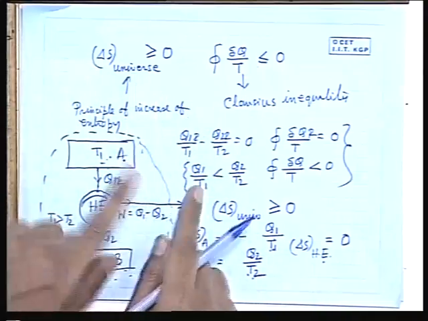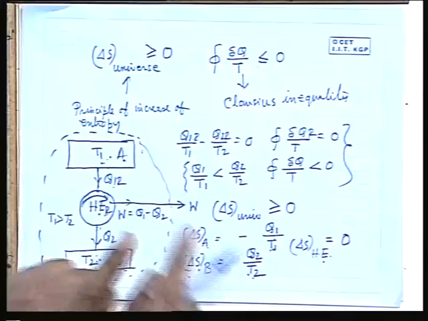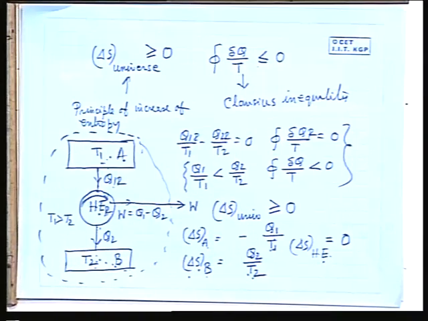independently, has to be greater than or equal to 0, and can never become less than 0. This is known as the principle of increase of entropy, and it is almost synonymous with the Clausius inequality. The cyclic integral of del Q by T will be the other way, less than or equal to 0, and can never become greater than 0. So del Q by T for a natural engine is less than 0, for a reversible engine equals 0, and can never become greater than 0.